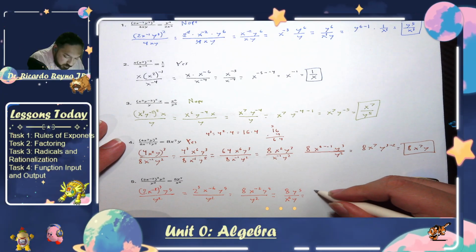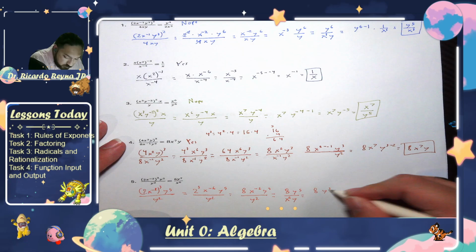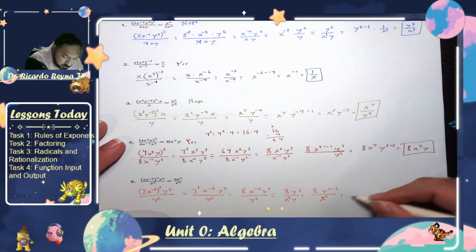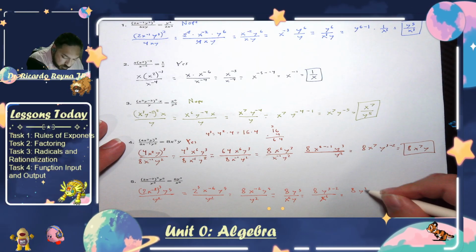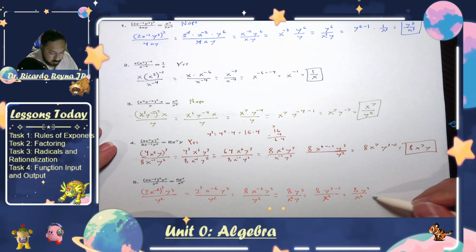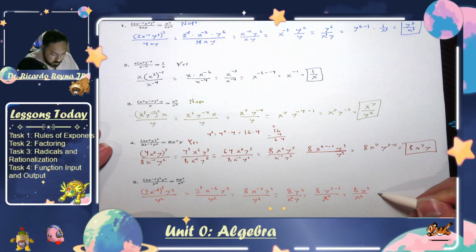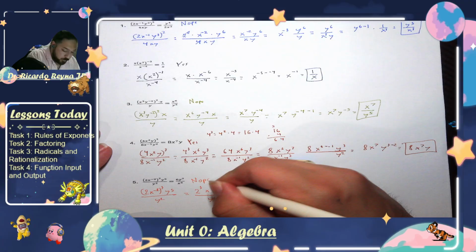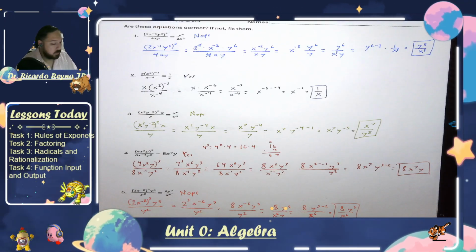And then now we can gather up all of the y, 5 minus 2, for x to the 6, 8y cubed over x to the 6. Okay, and that is our answer, and that is not our answer, so we have a nope.